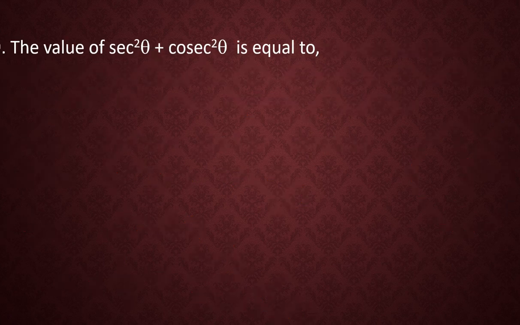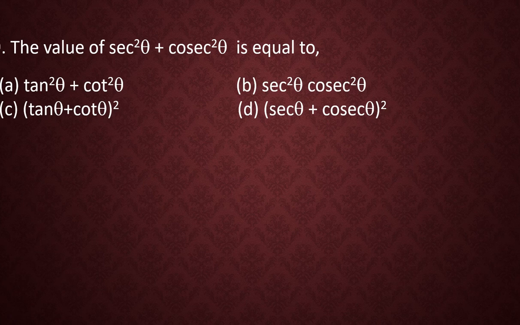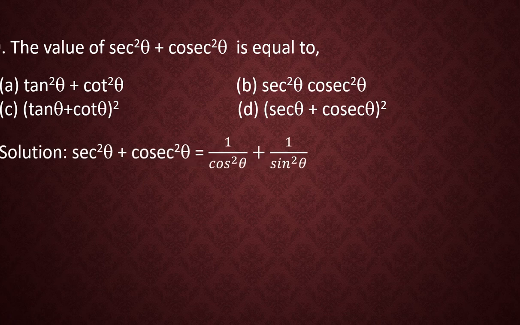The next one will be the value of secant square theta plus cosecant square theta is equal to. So these are the options here. So we can simplify here. Secant square theta plus cosecant square theta is equal to. You know the relation between secant square and cos square here. Secant square theta is nothing but 1 by cos square theta, and cosecant square theta is nothing but 1 by sin square theta. So we take the common denominator, LCM of these two.